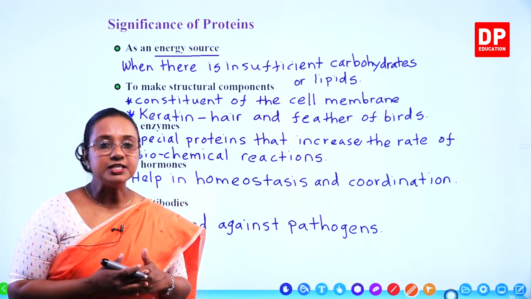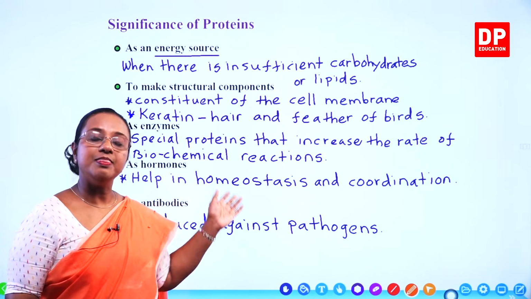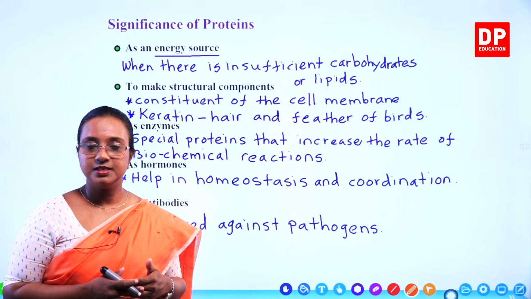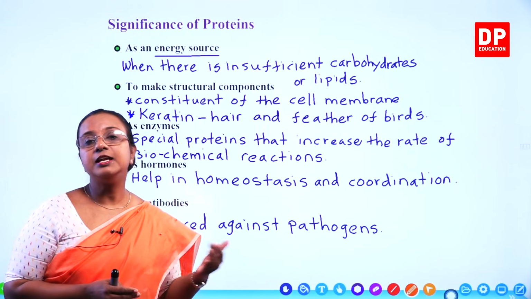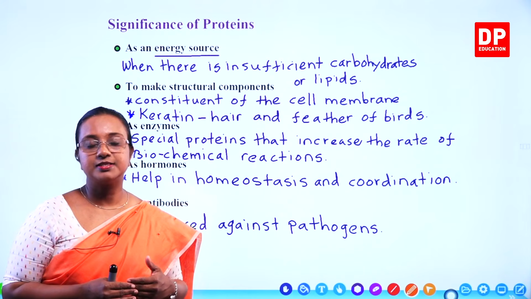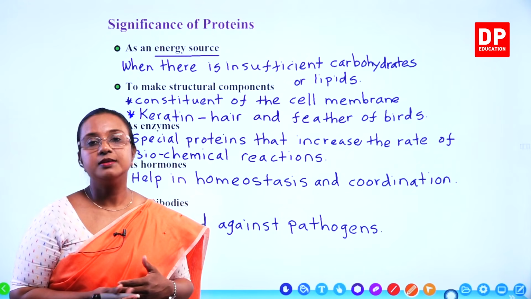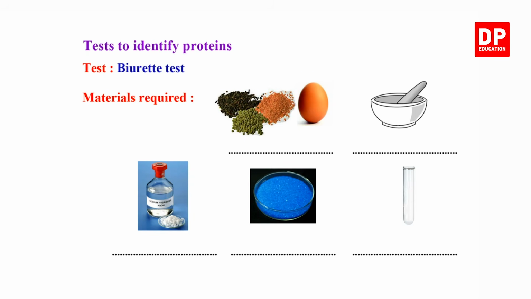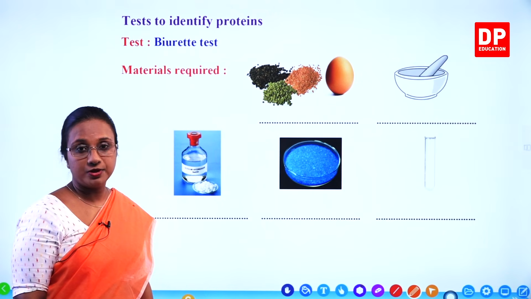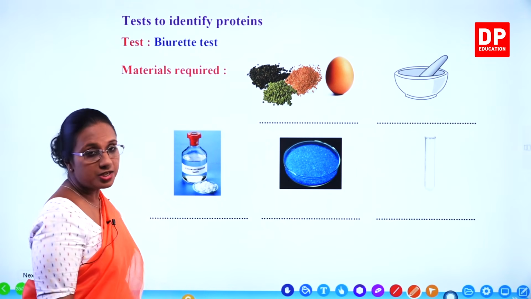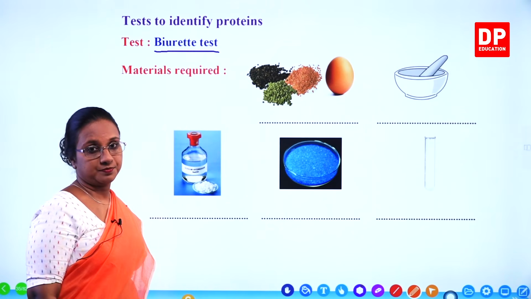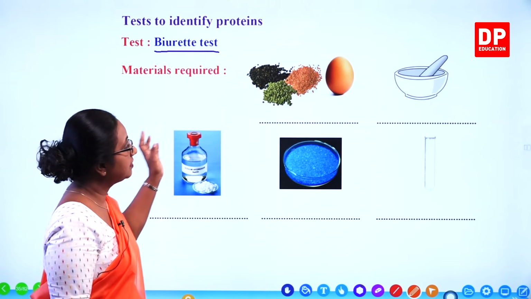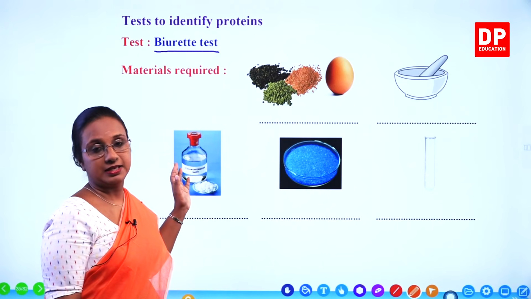Now that you have understood the structure and the significance of proteins, we will discuss how we can identify the presence of proteins in different food samples. So this test for proteins is given a special name. It is called the Biuret test. And for this test, we need these materials.